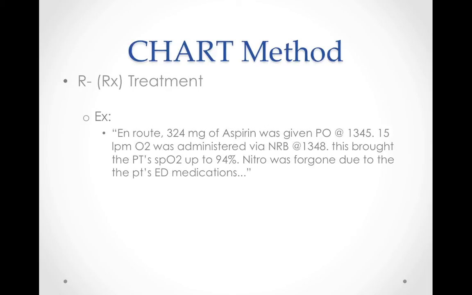So that's what this last little sentence is. Nitro was foregone due to the patient's erectile dysfunction medication. This is really important to know, one, because it's going to prevent them from giving that patient nitroglycerin. Another reason being it's going to let them know that it's not been given, but also, if you want to be selfish for a moment, it's going to reflect your patient care, saying, hey, I wasn't just doing a half job. I was giving high quality patient care, and through my assessment I determined that this would have been potentially dangerous for that patient. So that wraps up the treatment or the R section of the CHART method.